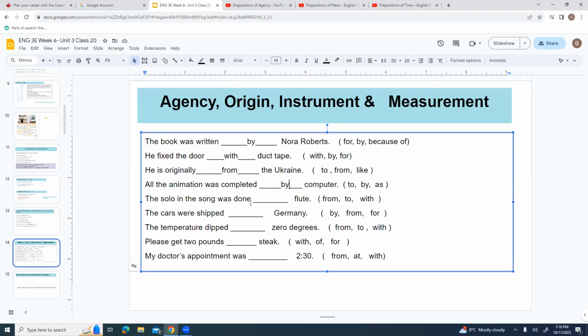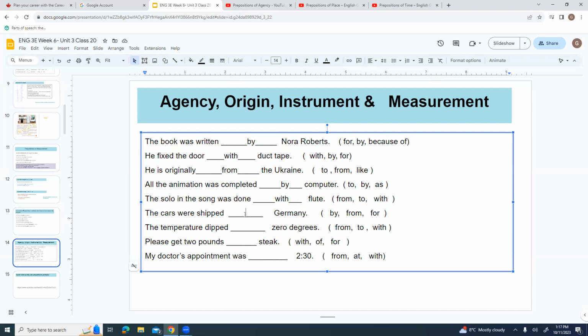The solo in the song was done blank flute. From flute, to flute, with flute. You can see it's coming up again. I'm not sure why in this case we're not needing the articles, but it's not. You could say with the flute, but with flute is also okay too for that.